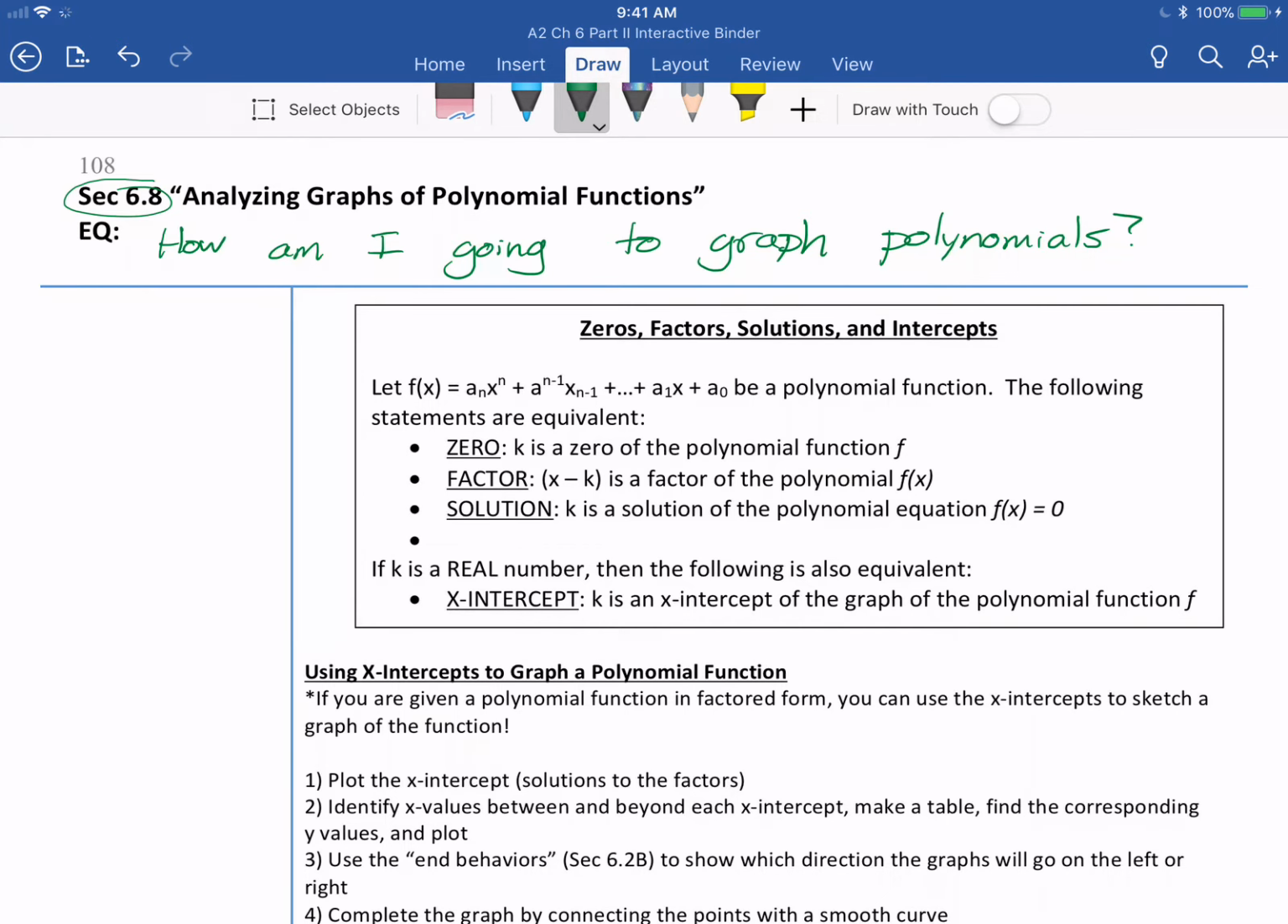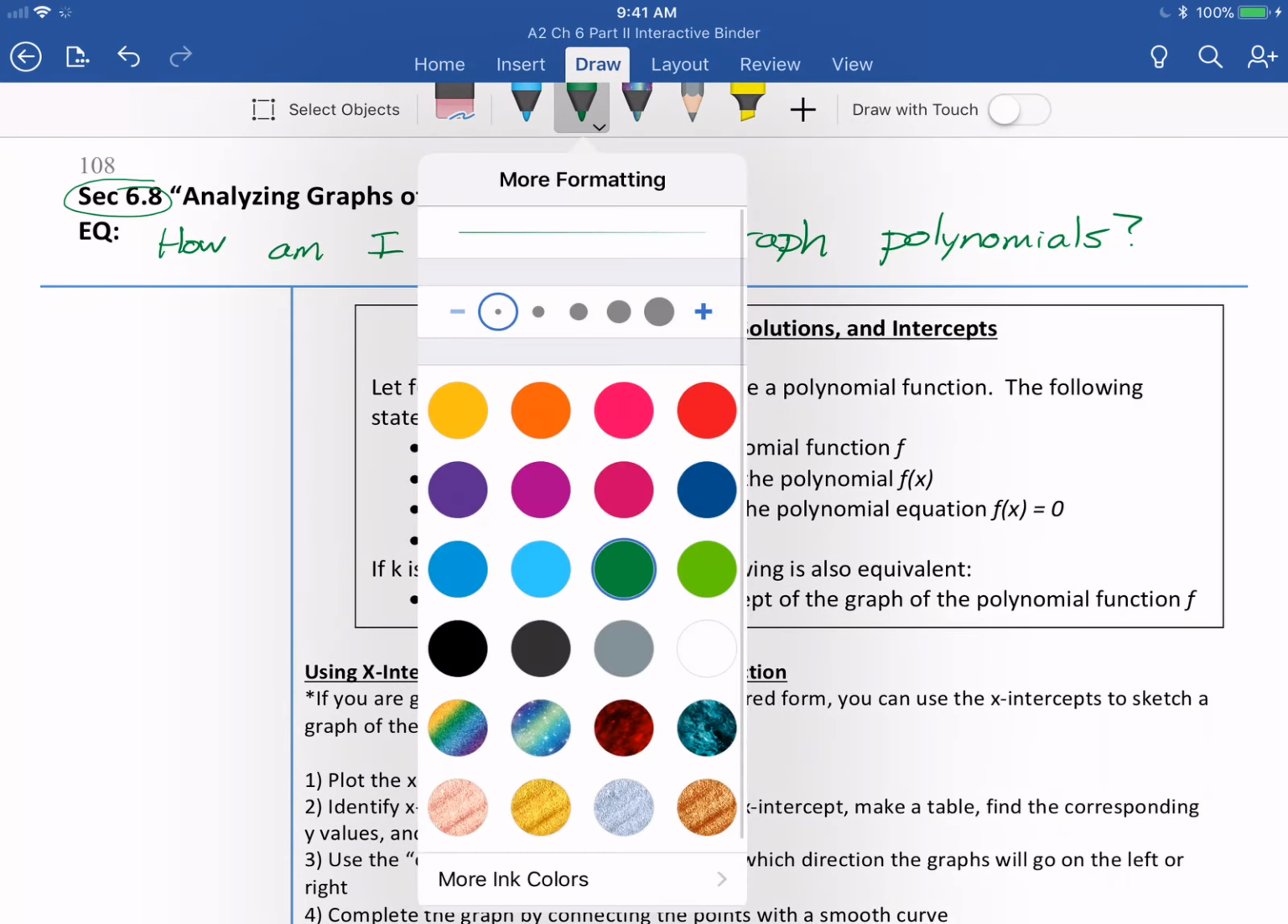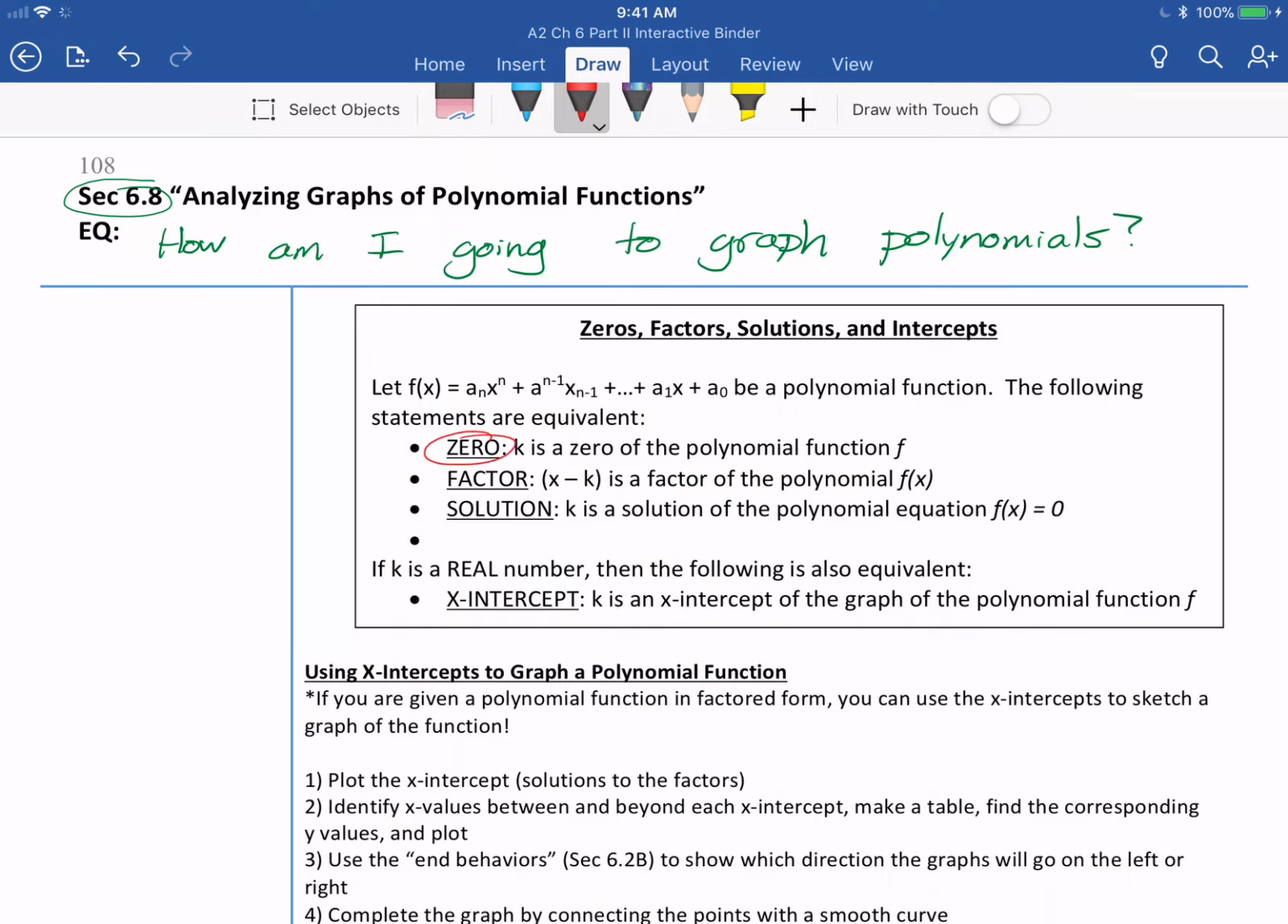So you guys have some vocab words here. You can circle in your red pen: zero, factor, solution, x-intercept. Okay? And the nice thing about these is that they're kind of interchangeable. A zero of a polynomial gives you a remainder of zero. That x minus k is the factor, so it's your x minus your zero. So really zero and solution and then x-intercept are all really the same thing.